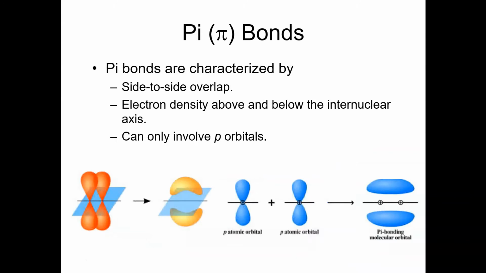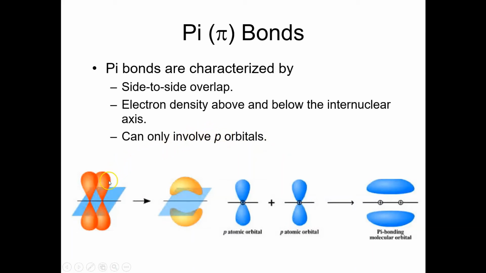The other type of possibility is what's called a pi bond, and that instead of being end-to-end overlap, is side-by-side overlap. And what that means is that the overlap in the electron density now is not between the 2 nuclei, but above and below the internuclear axis. And whereas sigma bonding can involve any kind of orbital end-to-end overlap, pi bonding can only involve p orbitals.